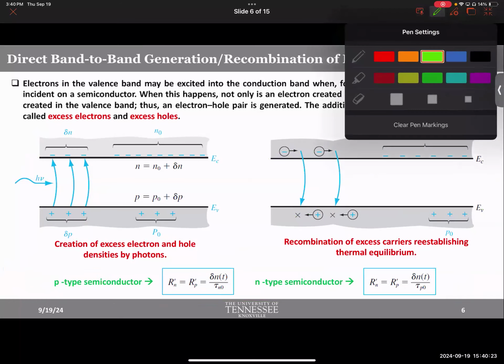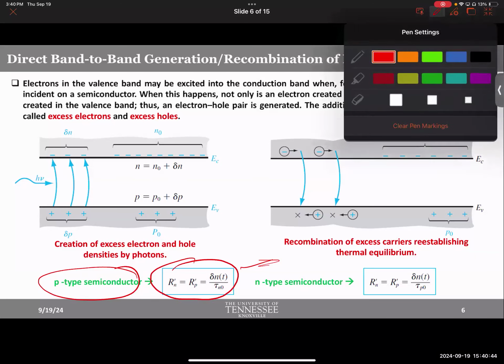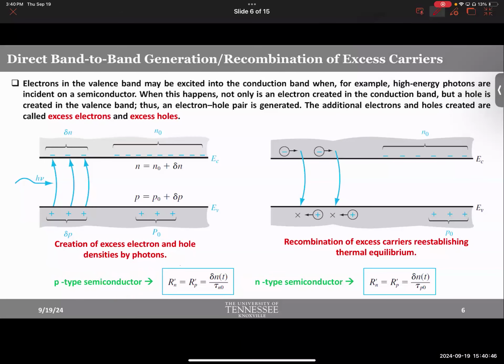Notice the recombination rate for a p-type semiconductor. Are you guys noticing this? Please notice as I'm marking. That will hopefully make it easier for you to understand later on, because otherwise I don't have everything written down here. Otherwise, you'll have to go back and read the book, which, trust me, is not going to be fun. So anyways, this is the recombination rate in a p-type semiconductor.